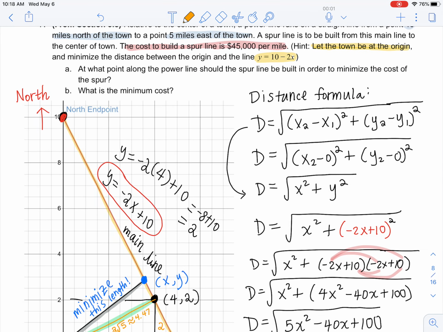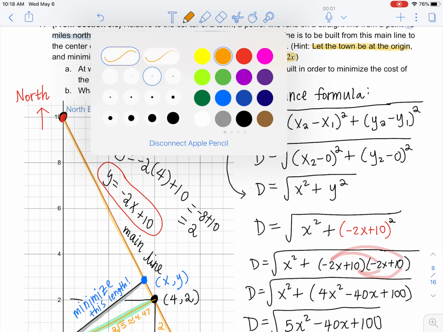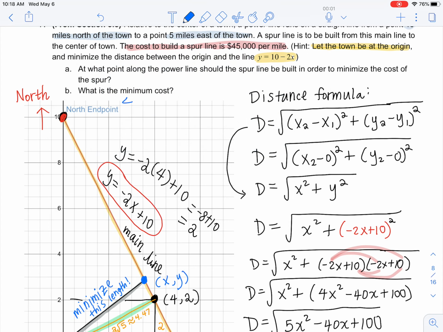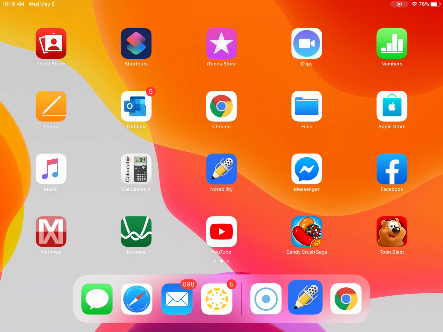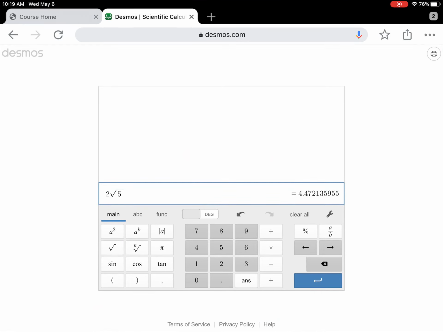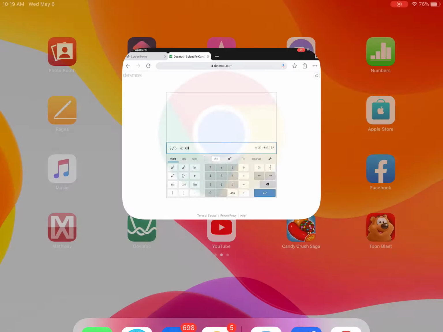So let's answer the very last question. What is the minimum cost? Now, we just found out, let me squeeze in the work right over here, okay? We just found out that it has to be 4.47 miles long, right? And it's going to cost this town $45,000 per mile, right? So go ahead and do 4.47, oh, maybe I can just go ahead and do answer, whoopsies. This times $45,000.